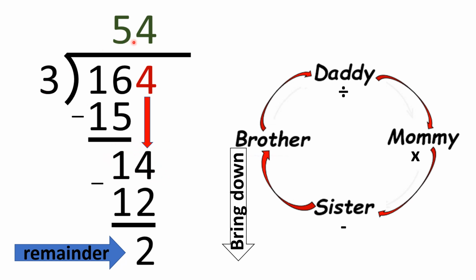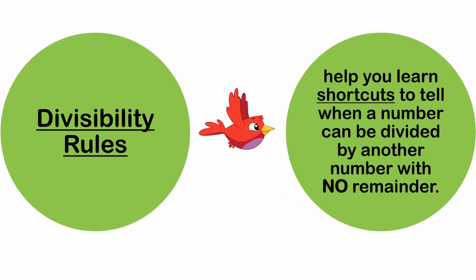14 divided by 3 is 4. Then 4 times 3 is equal to 12. Then 14 minus 12 is equal to 2. So here we have the remainder of 2. So this means that 164 is not divisible by 3. With divisibility rules, you don't need to divide numbers like the two examples. Memorizing divisibility rules is important because the rules will help you learn shortcuts to tell when a number can be divided by another number with no remainder.